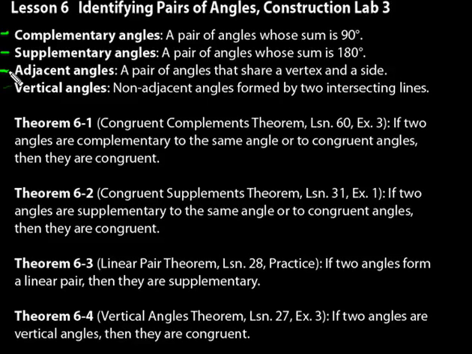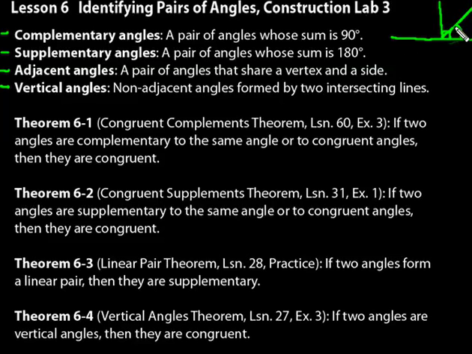And then adjacent angles, those are a pair of angles that share a vertex and a side. And vertical angles, those are non-adjacent angles formed by two intersecting lines. So let's think about all these things, and let's draw a line segment perpendicular to another one, and we'll put a right angle box right there. And let's draw a ray coming off of that.